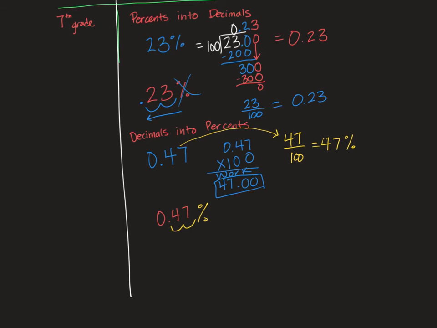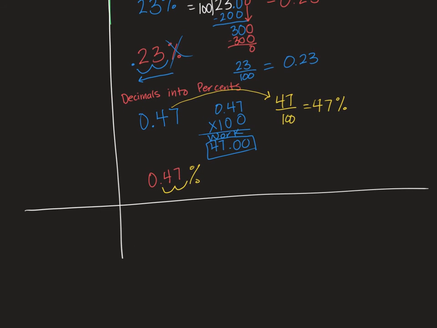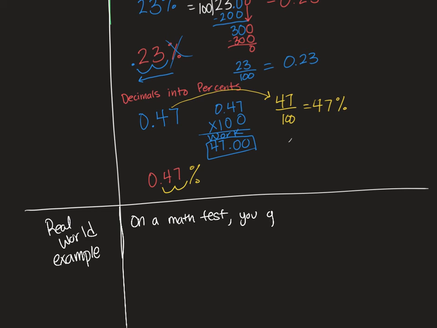All right, so this next question is going to involve decimals, percents, and fractions. But don't be alarmed. I think you guys will understand it a lot more with the real world example. So we're going to say that this is a real world example. And let's say on a math test, please write this down. On a math test, you get 92 out of 100 points correct.